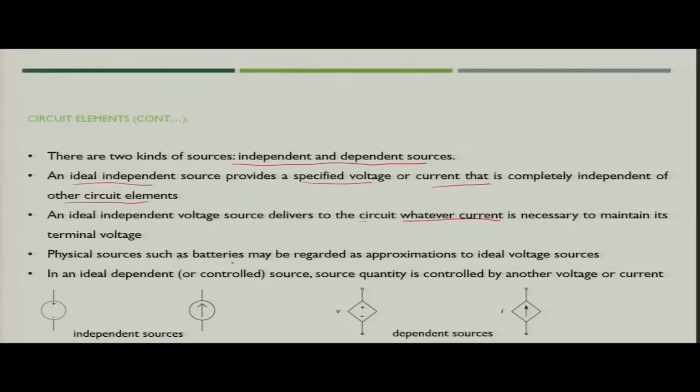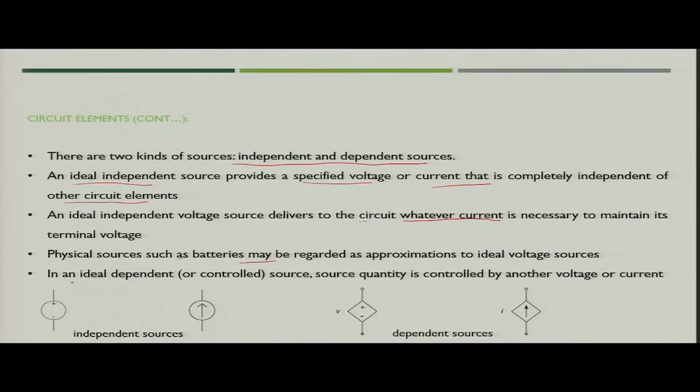Now, physical sources such as a battery may be regarded as an approximation to the ideal voltage source, although those are not ideal voltage sources, because a battery has its own losses. So, because of that, when you keep on supplying power from the battery, after some time the terminal voltage will go down, but for a practical purpose we can consider a battery as an ideal voltage source.